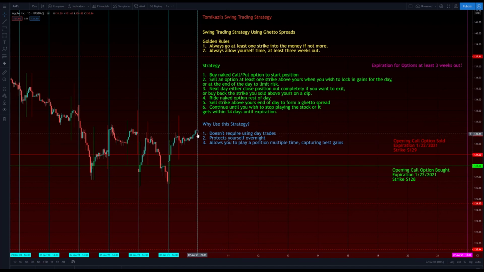So I would have completely closed it out here, and I would have closed my position probably tomorrow when this would be opening. And then maybe if you wanted to play it again, you just move the expiration out a few more weeks and you could start over.